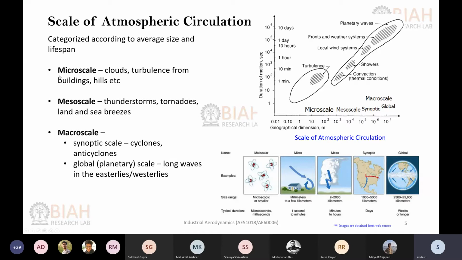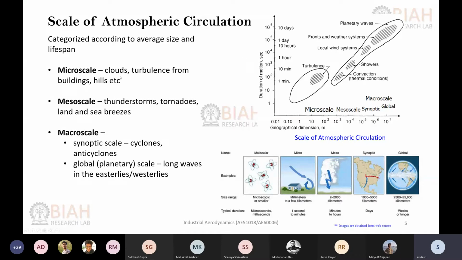So the atmospheric circulation, in broad scale, you can divide into three groups: microscale, mesoscale, and macroscale. Here I have shown the dimensions in meters: the circulation range, or the radius of fluctuation in a way, and the duration of the motion is mentioned here.